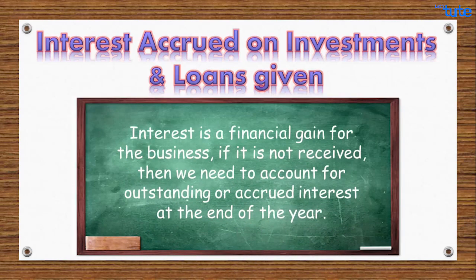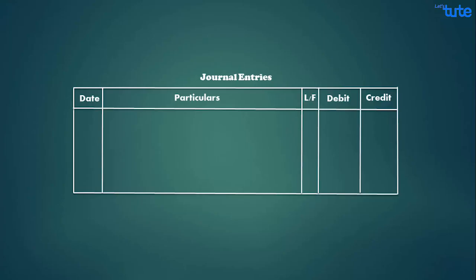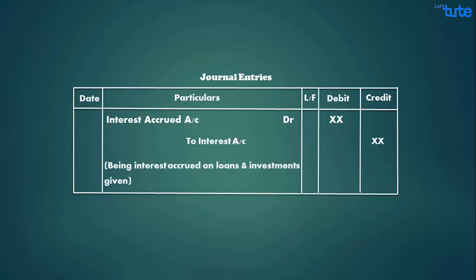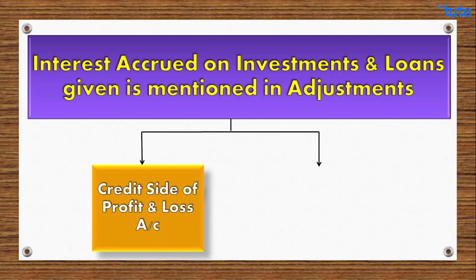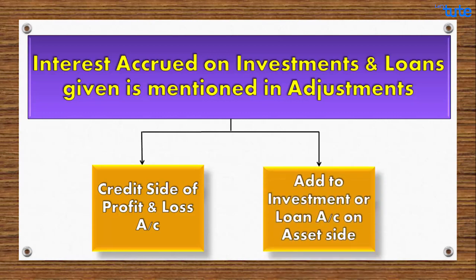Interest is a financial gain for the business. If it is not received, we need to account for outstanding or accrued interest at the end of the year. The adjustment entry will be interest accrued account debit to interest account. The two effects will be credit side of profit and loss account, as it is an income for the business. And the second one will go to add to investments or loan account on asset side, or it can be written as a separate item on asset side.